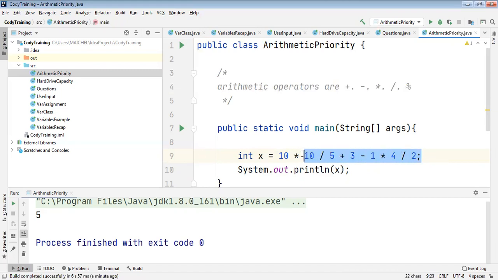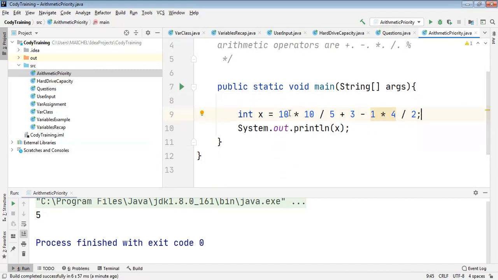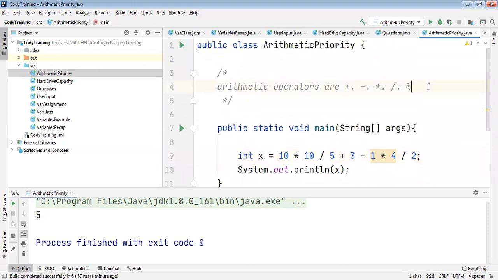Do you see this complex calculation? Like we have here 1, 2, 3, 4, 5, 6 operators or 6 signs in the same equation. In which order will each one of them get executed? Which one will get executed first, which one is the second, and which one is the last? It depends on the priority of each one of them. Okay, so now we get to know about arithmetic operators priority.